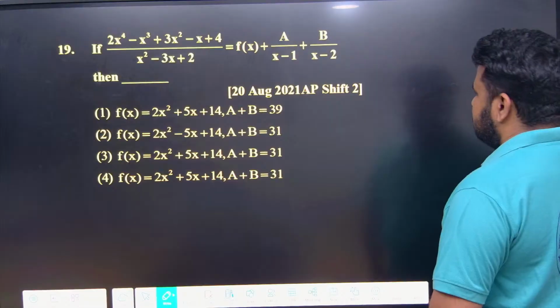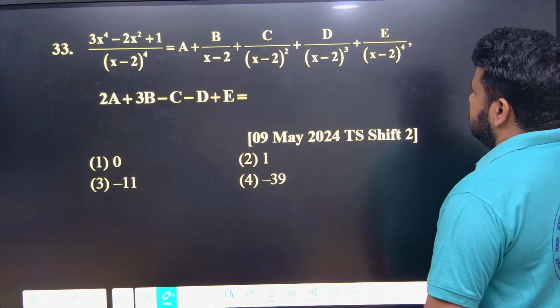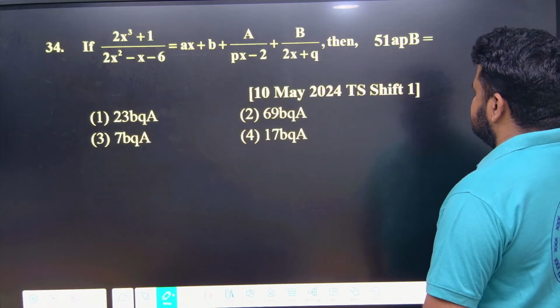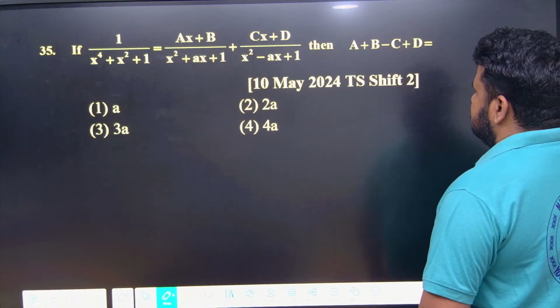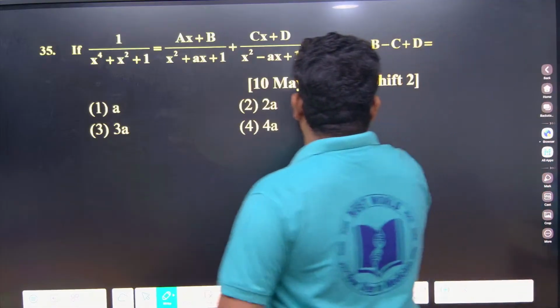So this is improper. This is also improper. This is also improper. They have given. Okay, look at this question. 2024 TS, they have given this question.